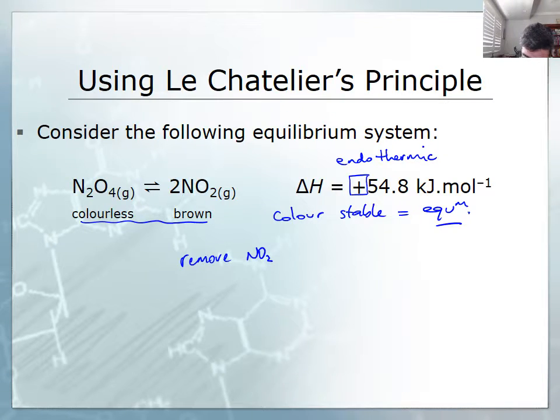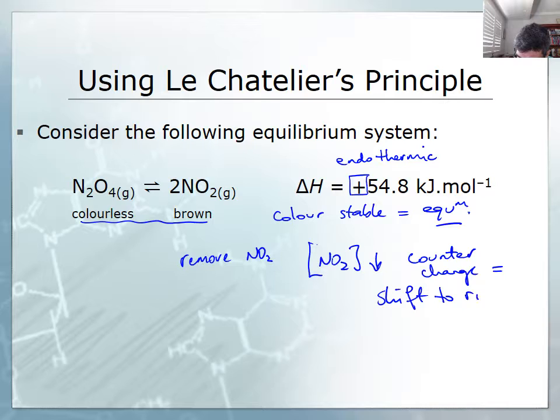If we were to remove NO2 from this system, then that would mean the concentration of NO2 would drop. The system would then shift to produce more. Counter change equals shift to the right. That is, the equilibrium will shift this way in order to produce more of the nitrogen dioxide which has been removed.